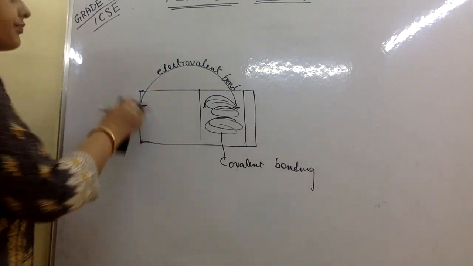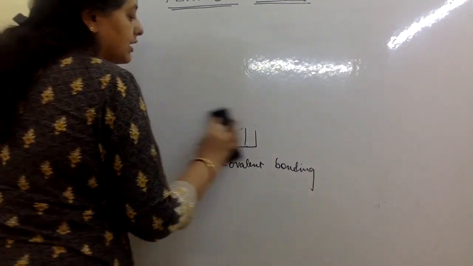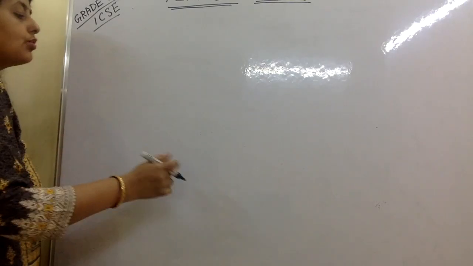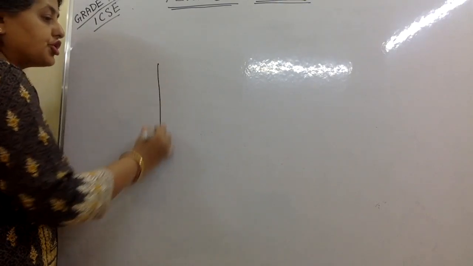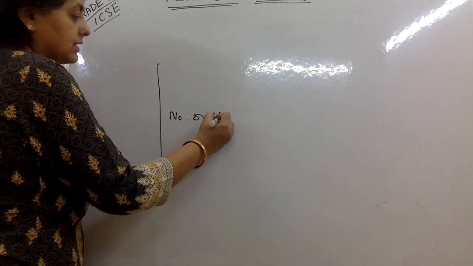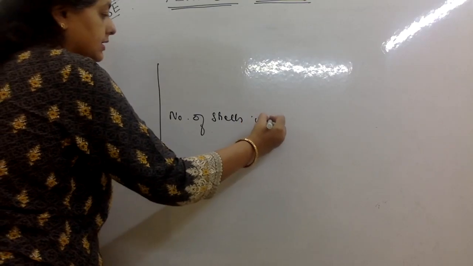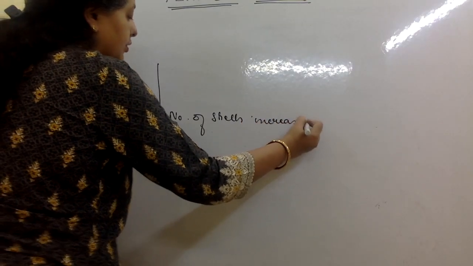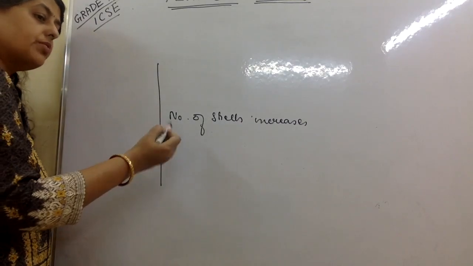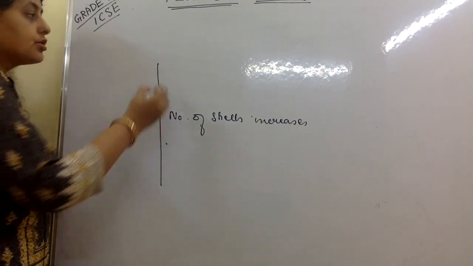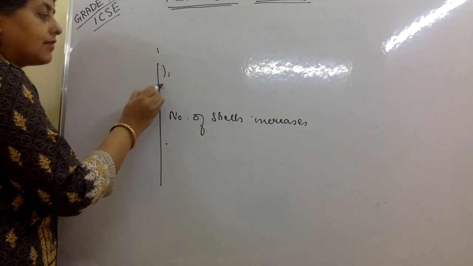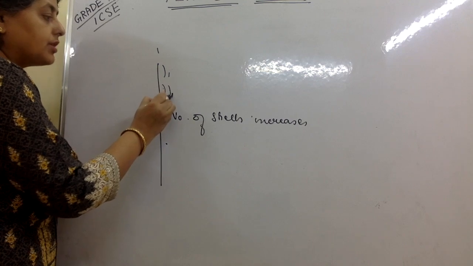Now one thing I missed telling in the last video is that as we go down in a group, the number of shells increases. I forgot to write this: the number of shells increases in a group. But the number of electrons in the last orbit remains the same. So if it is group 1, the last orbit will have 1 electron. Here it can have 2 orbits, but the last orbit will have 1.